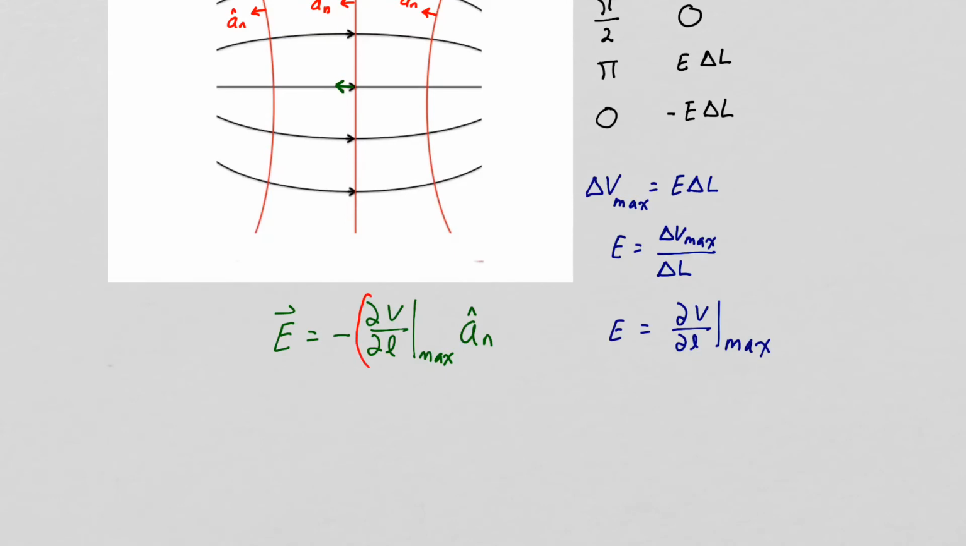This function right here is called the gradient of the potential. So the electric field intensity is equal to minus the gradient of the potential.